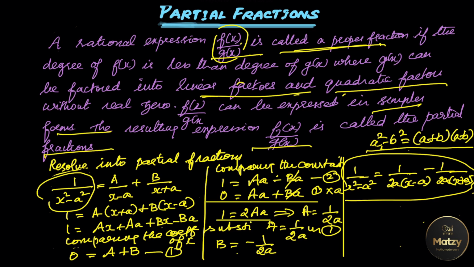This procedure can be carried out if the denominator has all its zeros in R. Okay. Suppose the denominator is x square plus a square, then this x square plus a square does not have real zeros. Am I right? We have to do it in other methods.